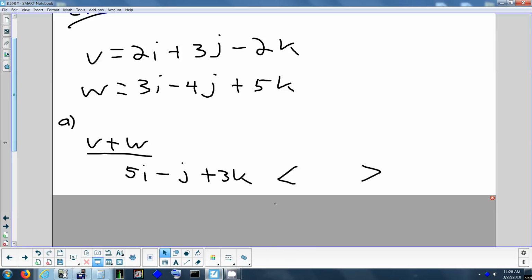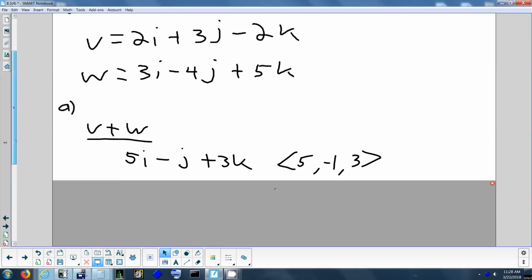Braden, can you tell me that same answer? So it would just be 5, negative 1, and 3. Perfect. Yep. 5, negative 1, 3. Any question on how we got the answer or how to write it with the angle brackets rather than ijk? Okay, so that's adding.